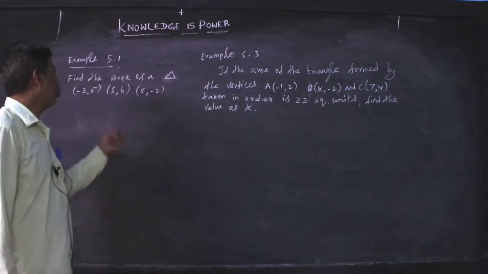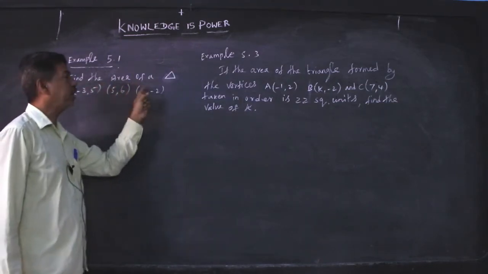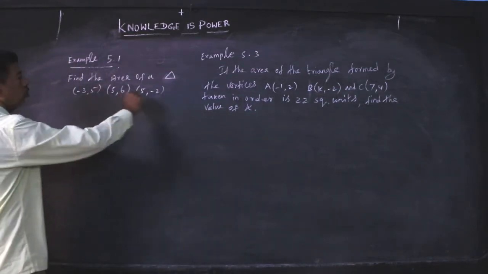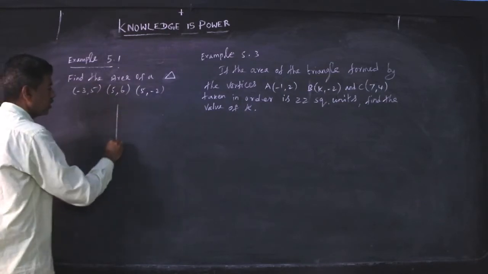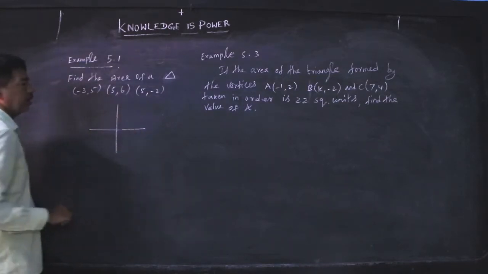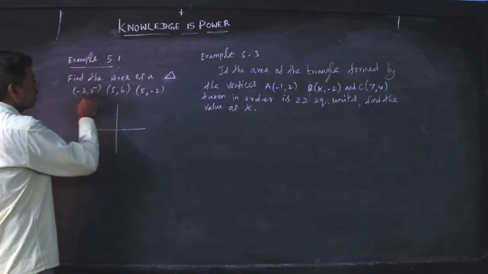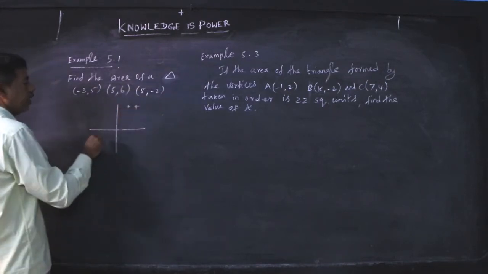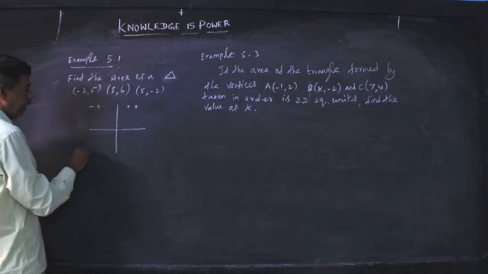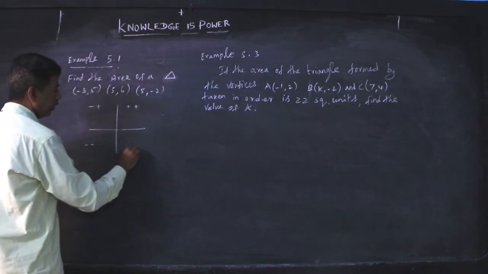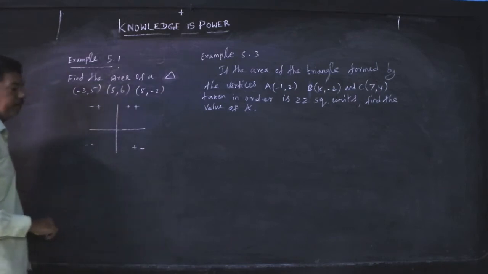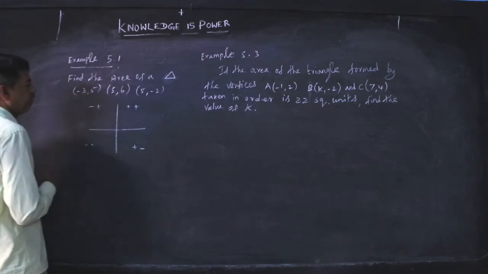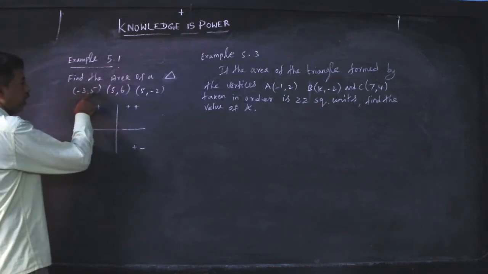In that, I told one formula: find the area of a triangle for the vertices ABC. First, arrange the points in a particular order. So minus 3 comma 5, I already told you, I will revise it again. Here there are plus-plus coordinates, minus-plus coordinates, both minus coordinates, and plus-minus coordinates. So where will minus 3 and 5 come? X axis is minus 3, y axis is 5.